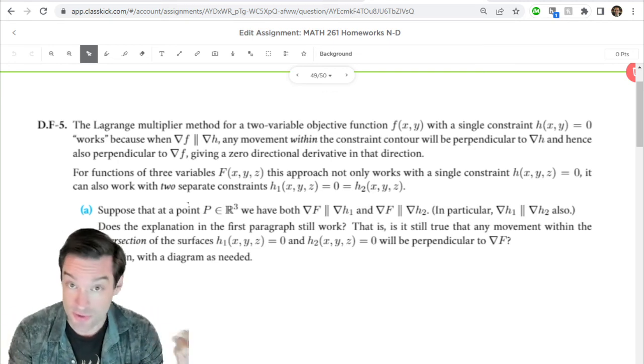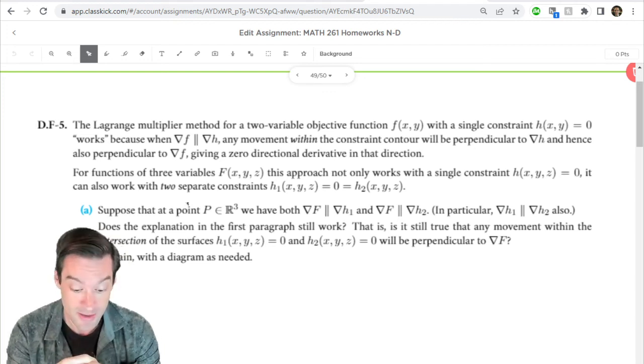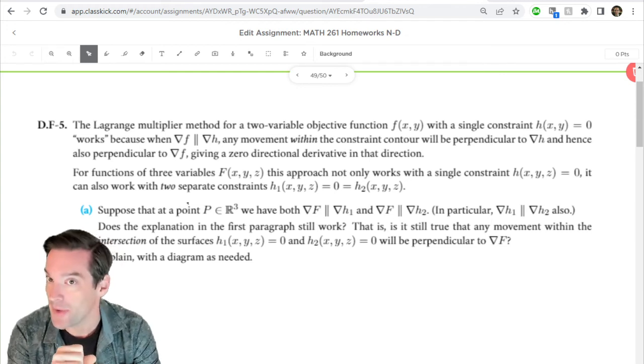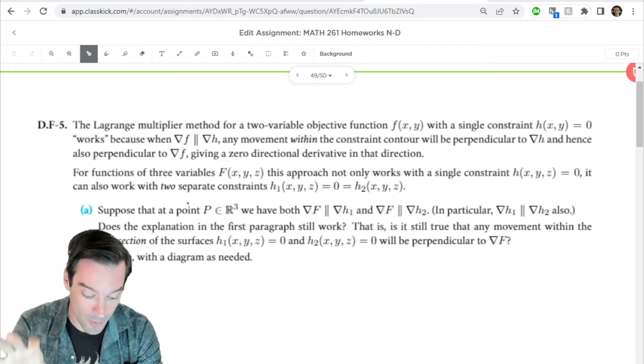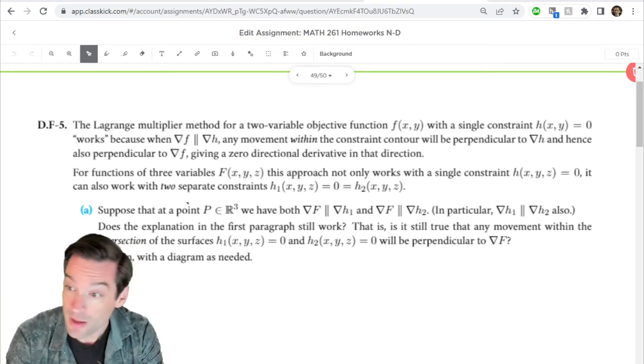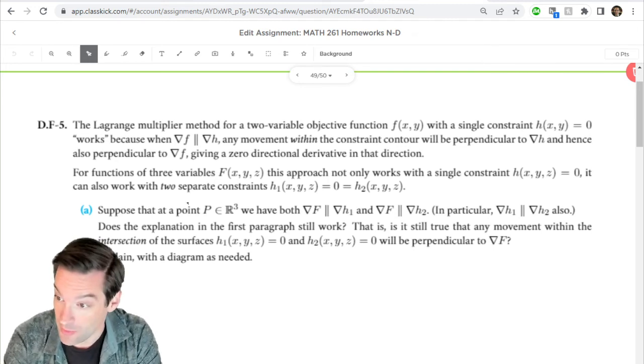And so if we use two constraints, those two surfaces can intersect along a curve, and we can use that curve as the constraint for our optimization problem in three dimensions. And so this question is about what we are going to need to do differently if we have two constraints instead of just one for a function of three variables.